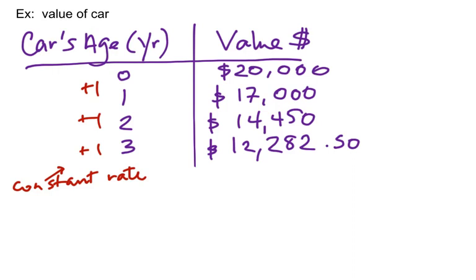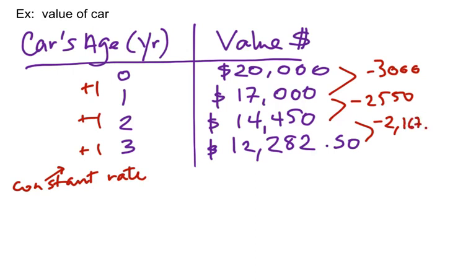So let's look at first differences. When we go through first differences here, we're taking 17,000 and subtracting 20,000, we get negative 3,000. And here I get negative 2,550, and here I get negative 2,167.50. All right, so those first differences are not constant. Let's look at second differences. And here I get 450, and here I get 382.50.